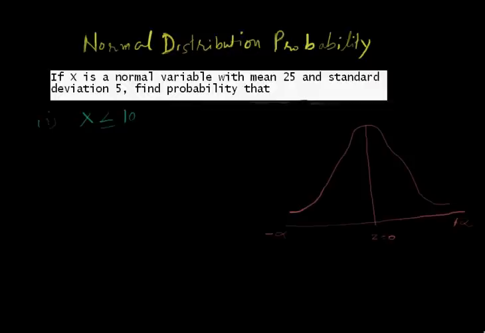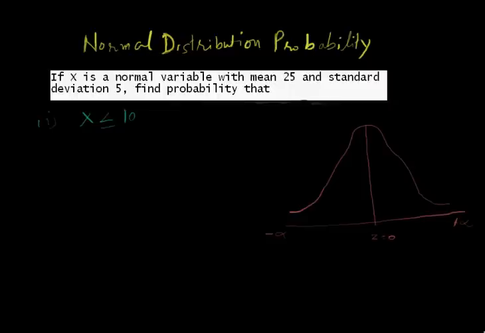Today we will solve a very important question of normal distribution. In this question we have to calculate normal distribution probability. First of all, I want to tell what is probability. Probability is the expectation of happening or not happening of any event. And in this question, we have to calculate the probability of x is equal to or less than 10.